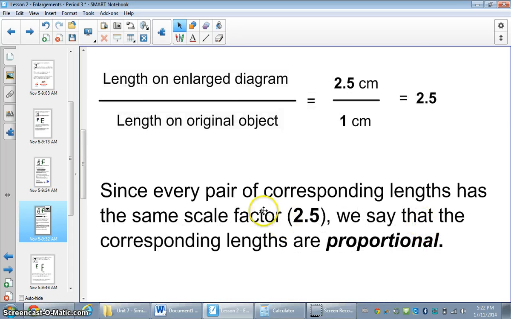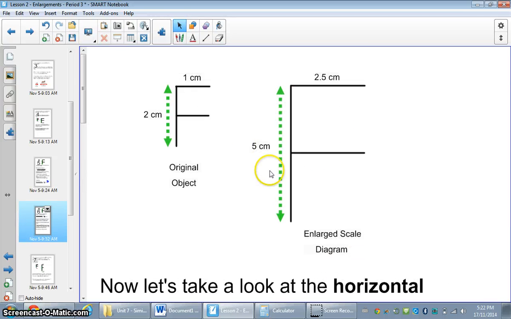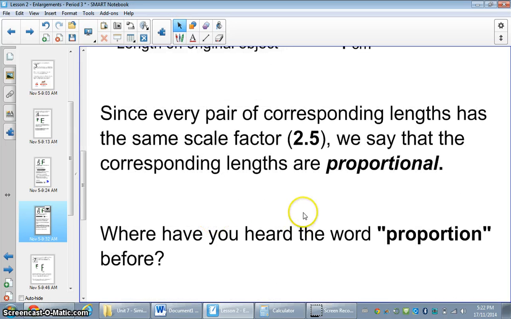So since every pair of corresponding lengths has the same scale factor, 2.5, we say that the corresponding lengths are proportional, or this diagram here is proportional to the original. Where have you heard the word proportion before?